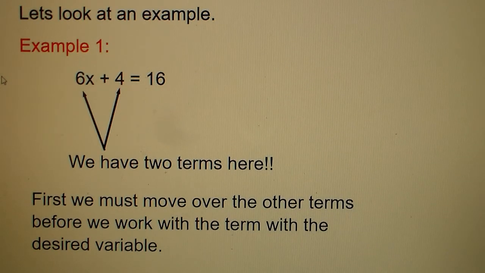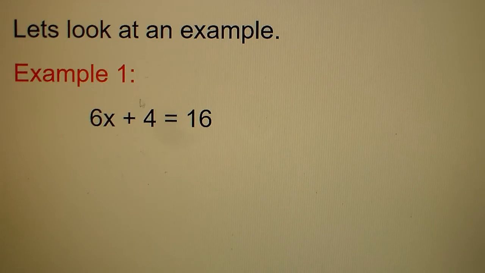Alright, so here we have example 1. 6x plus 4 equals 16. We have two terms, 6x and positive 4. Our terms are on the left-hand side. When you have multiple terms, you have to take care of the addition and subtraction and move those terms to the other side of the equal sign first before you could deal with the term that has the variable that you're trying to isolate, which is the 6x. So first we move over the other terms before we work with the term with the desired variable, aka the x in it. So let's literally do that problem together.